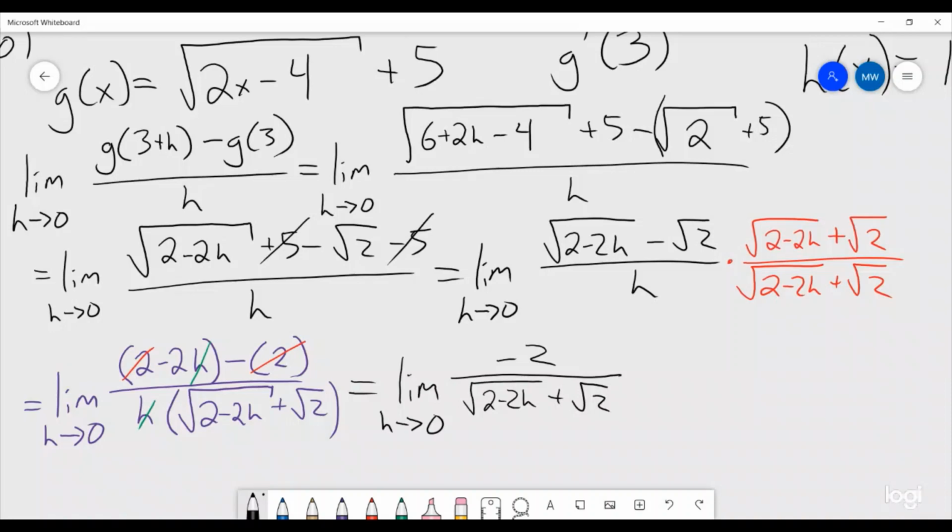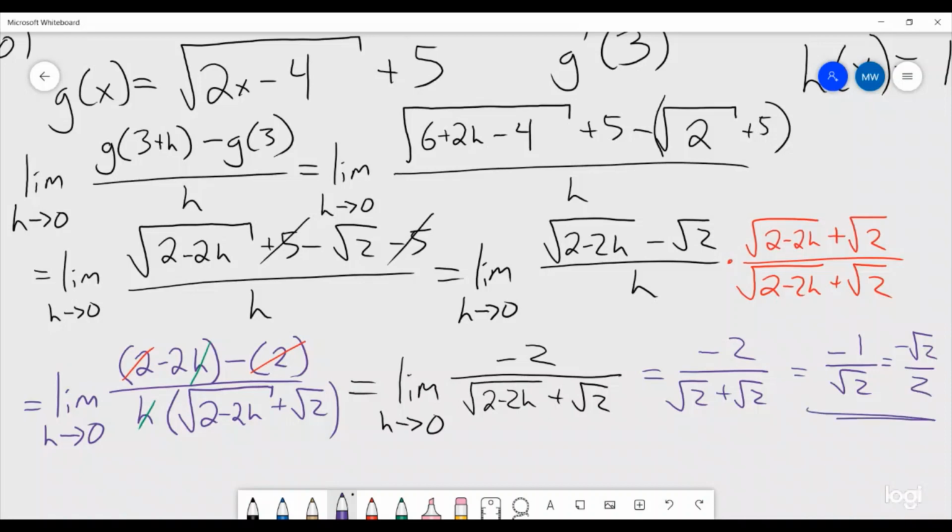And now when h is 0, we can plug this in, so we get negative 2 over the square root of 2 plus the square root of 2. So this is going to be negative 1 over the square root of 2, or negative root 2 over 2. Either of these would be acceptable answers. I hope that one made sense as well. If it didn't, try it on your own and see if you can figure out all of the different steps.